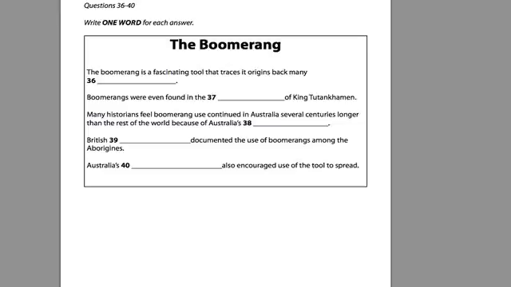Okay, that's the end of the listening. So, one-word answers: traces its origins back many, and I believe he gives the example of thousands of years ago. So this would be many millennia, the single word that would mean thousands of years. Boomerangs were even found in the, okay, we probably could have guessed this answer without even listening, tomb of King Tutankhamun. Many historians feel boomerang use continued in Australia several centuries longer than the rest of the world because of Australia's, and I believe he even uses the word in the listening, isolation.